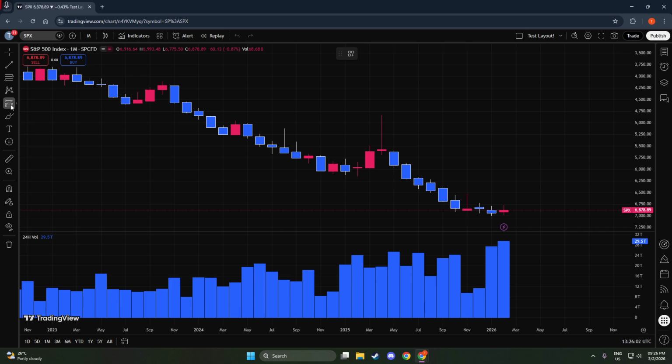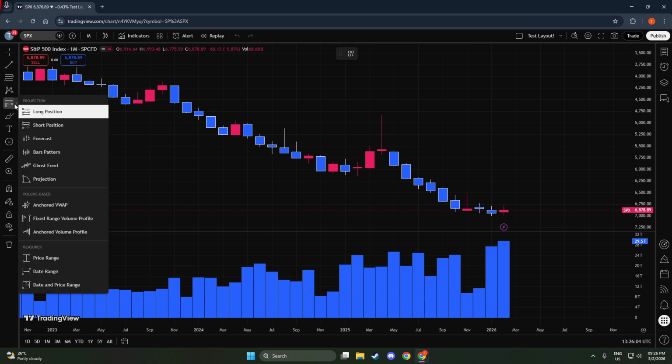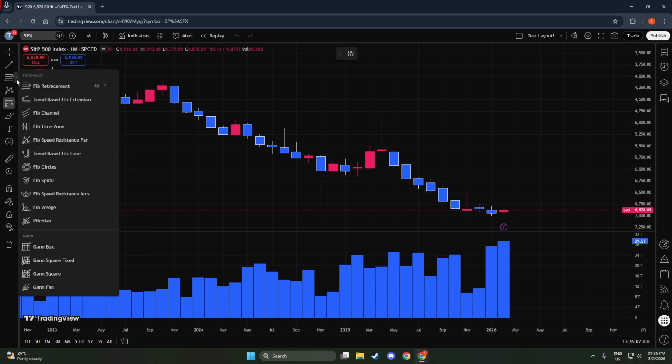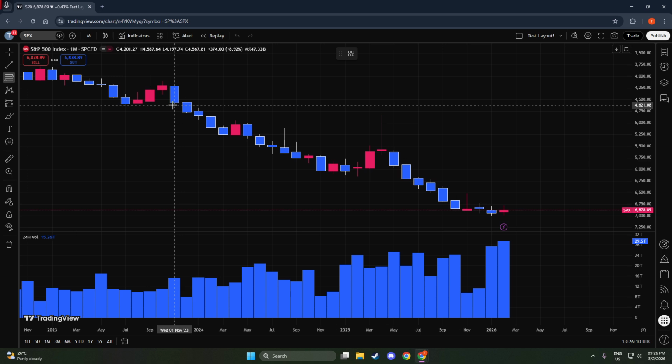Next, look to the left side toolbar. Find the icon labeled Gann and Fibonacci Tools. It often looks like a set of angled lines, and it's grouped with other drawing tools. Click that icon to expand the menu, then choose Fib Retracement, also known as Fibonacci Retracement. This is the standard tool used to measure the depth of a move relative to its recent swing.